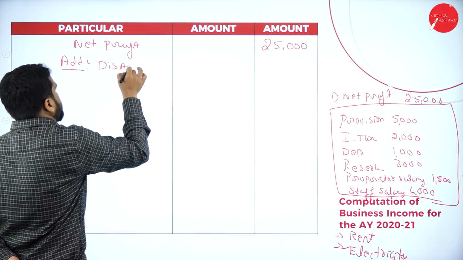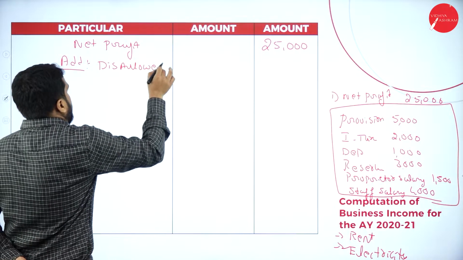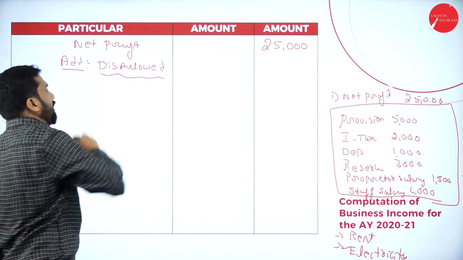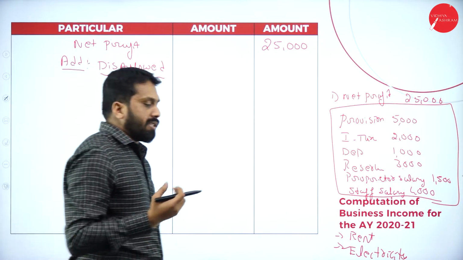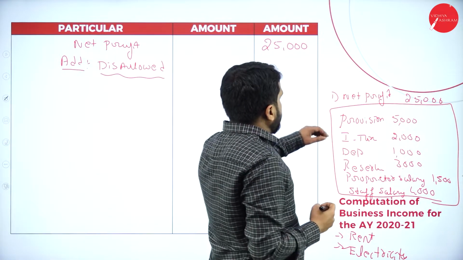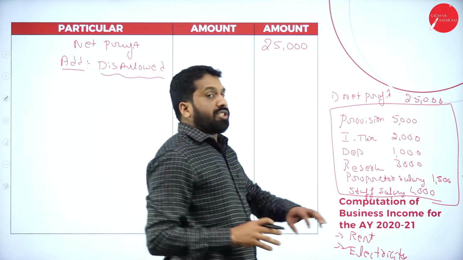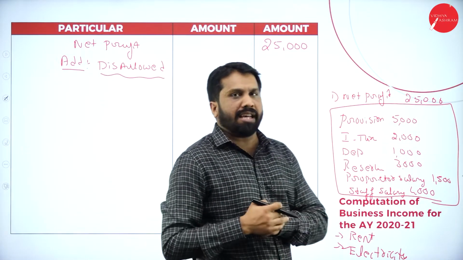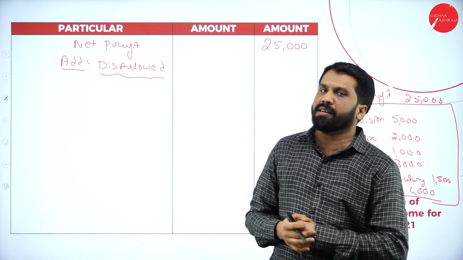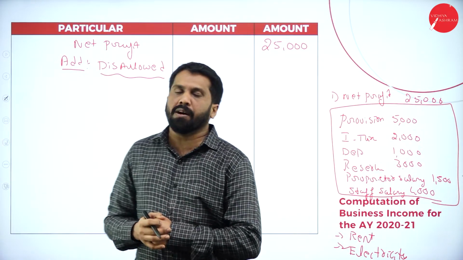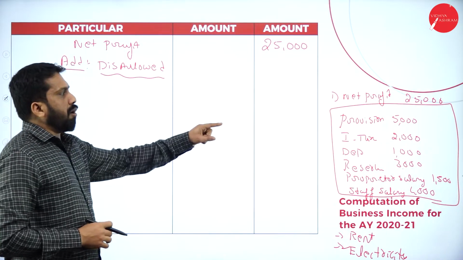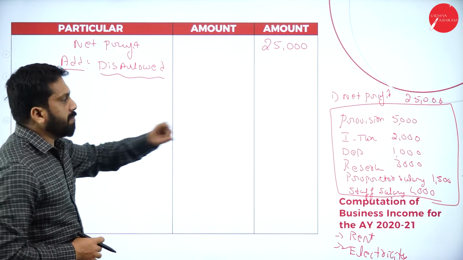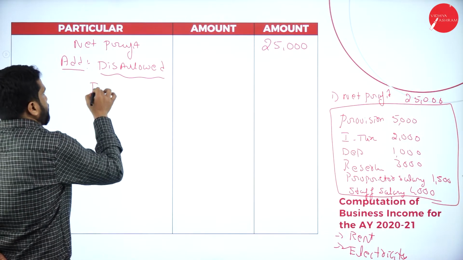Add disallowed items. Disallowed items are what? Disallowed means which are not related to business. As I told you, any provisions, any reserves, all come under disallowed items. Now, as per this, provision is a disallowed item. Provision 5,000.